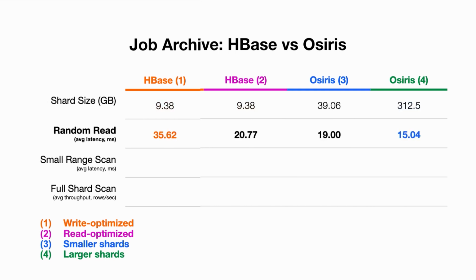So the first actual performance test we ran was the random read latency test, or basically, how long does it take to get one value out of the key value store for a given key? So what we'd expect is that the read optimized HBase would be faster than the write optimized HBase, and that's what we see. It's about twice as fast.